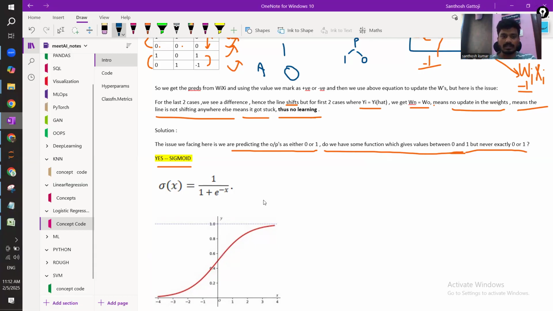No, sorry, I told you wrong. We are not passing our equation over here. Whatever value you are going to get, that value you are going to put here.